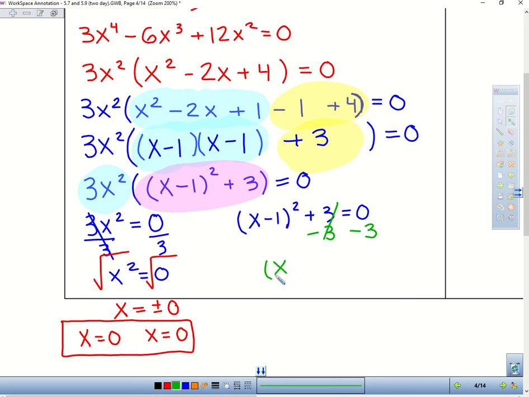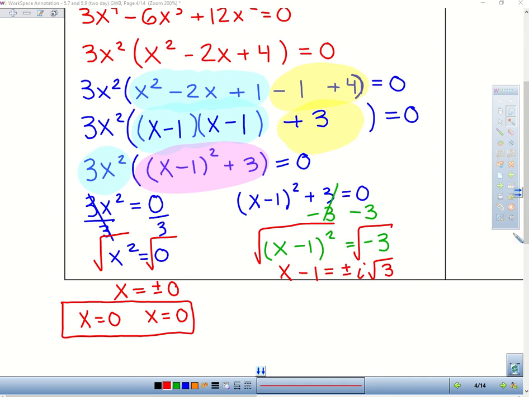That's going to give me x minus 1 squared equals negative 3. And then what would be our step to get rid of that square? Square root. x minus 1 is equal to plus or minus i radical 3. Oh, right, because it's a negative 3. It is a negative square root. And when you take a negative square root, you have to put the i there. And in this case, the square root of 3 does not simplify. Okay? So it's left as is.